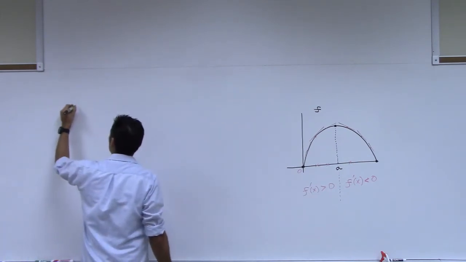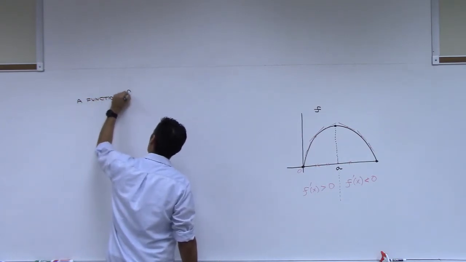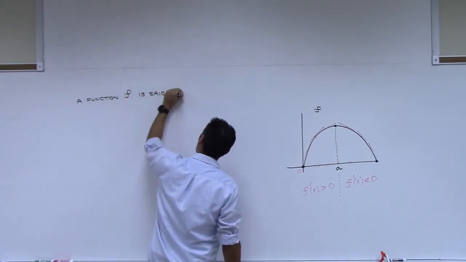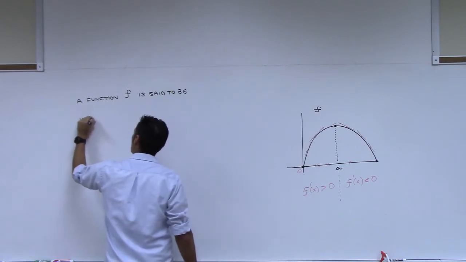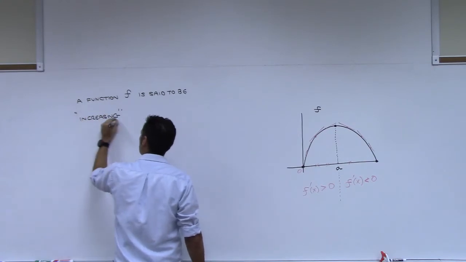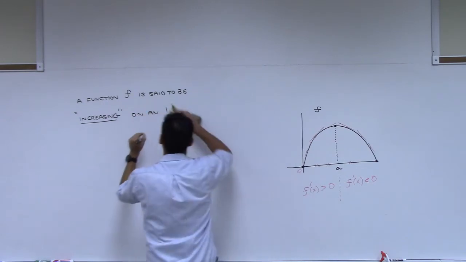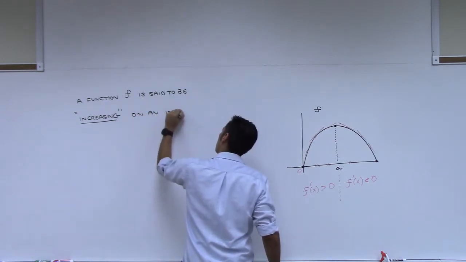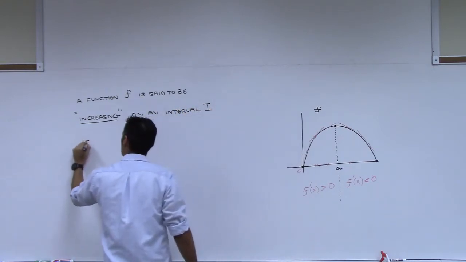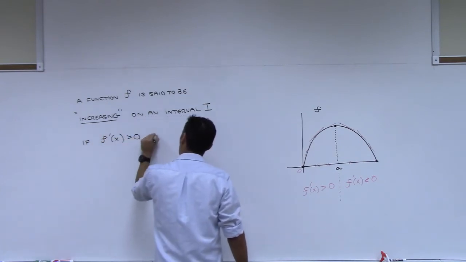All right, so first definition here. A function f is said to be increasing, that's the word I'm defining, increasing, on an interval I if f prime of x is greater than 0 on I.